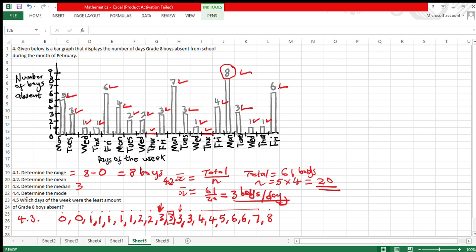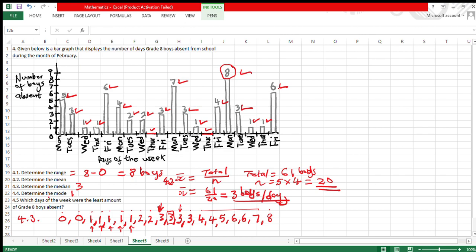Okay, so 4.4, determine the mode. The mode is the number that occurs more than any other numbers. So in this case, we have 1s occurring more than any other number. I think they occur about 5 times. All right, you have the first 1 2 3 4 5. There's no other number that occurs 5 times. So our mode is 1.